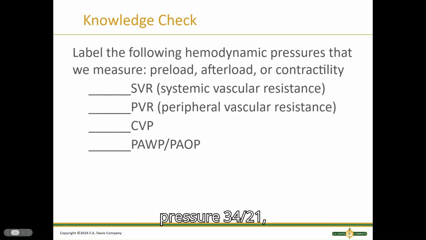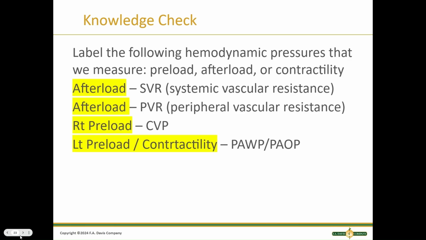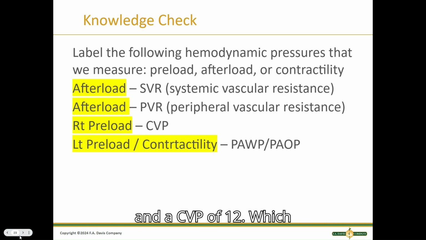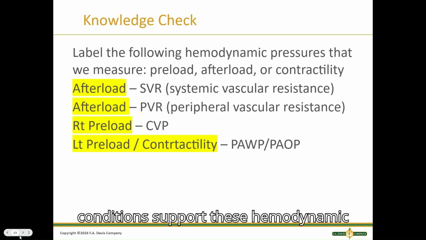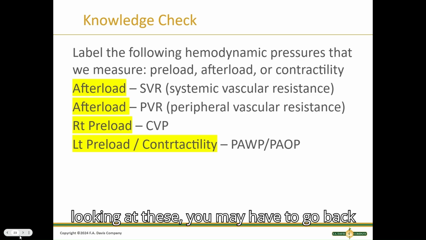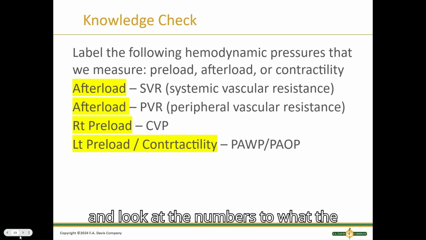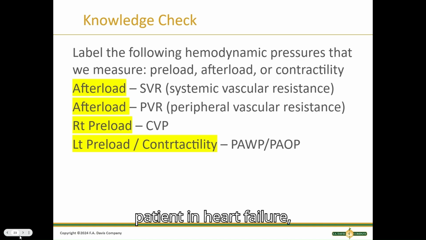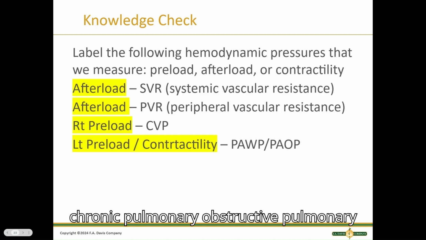All right, if you were able to guess your systemic vascular resistance and your peripheral vascular resistance, we're measuring the afterload. You were correct. With your CVP, we are measuring our right preload. You were correct. And for the pulmonary artery wedge pressure, we're measuring that left ventricle preload and our contractility.